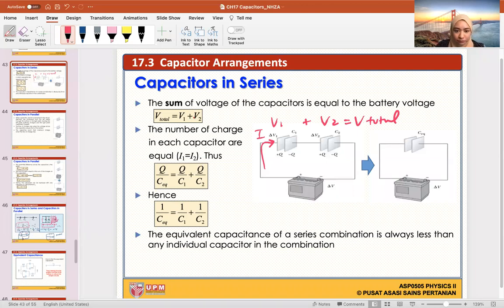So this means that, remember, C equals Q over V. If I rearrange this to solve for V, this is Q over C. They meet the same current, I should say, which means they meet the same Q. So if I rewrite this, Q over C equivalent equals Q over C1 plus Q over C2.